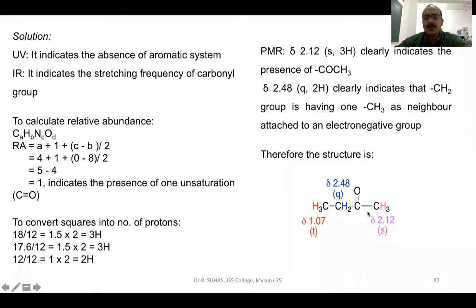Now we have to fit the given NMR data into this compound. This 1.07 is a triplet, and the CH2 is a quartet with a value of 2.48. A triplet and quartet is a characteristic feature of an ethyl group, followed by a methyl ketone, COCH3. The CH3 appears as a singlet at delta value 2.12. This is how you have to arrive at the structure of the compound.